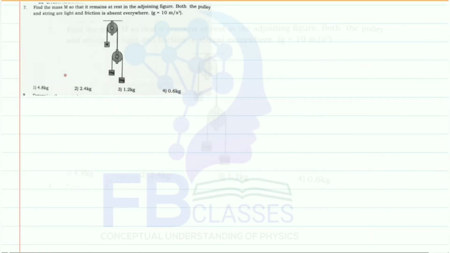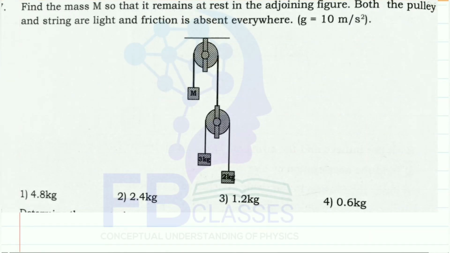My dear students, I am going to read the question. Find the mass capital M so that it remains at rest in the adjacent figure. Both the pulley and the string are light and friction is absent everywhere. g is equal to 10 meter per second square. Options are given: 4.8 kg, 2.4 kg, 1.2 kg, 0.6 kg.